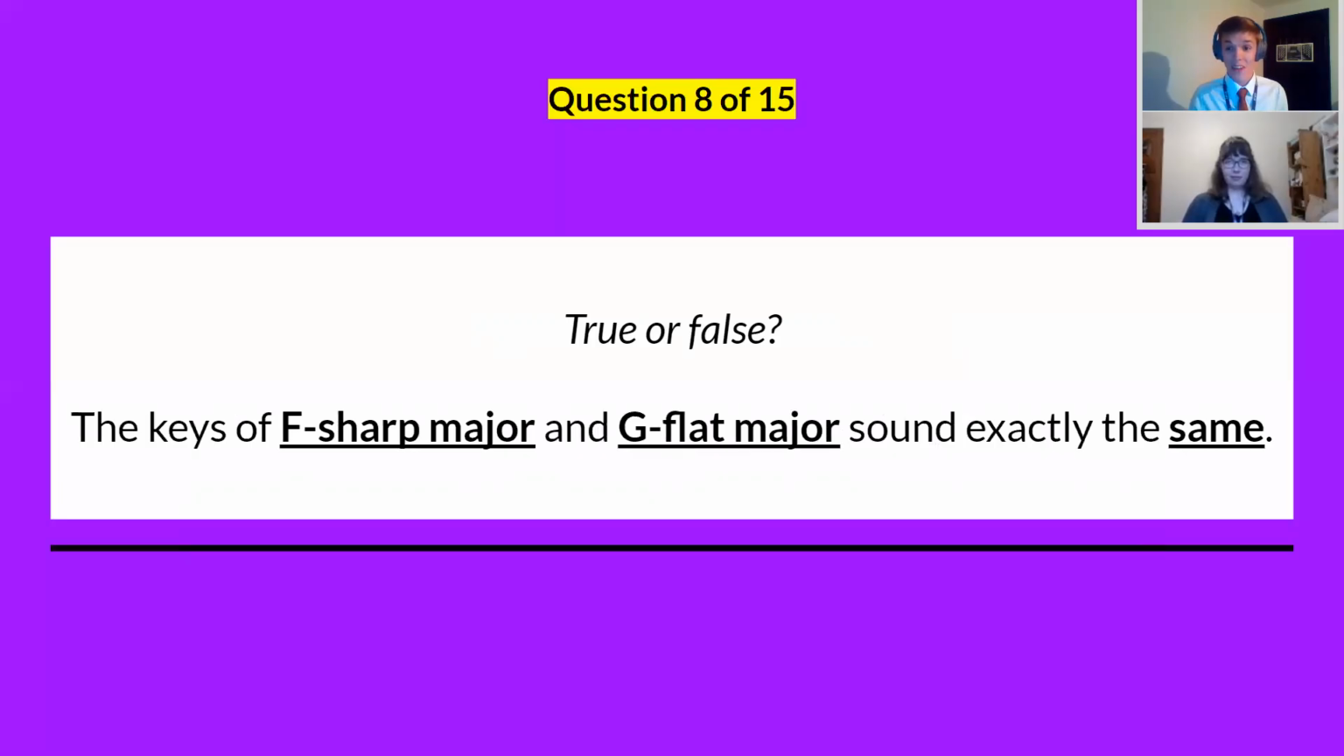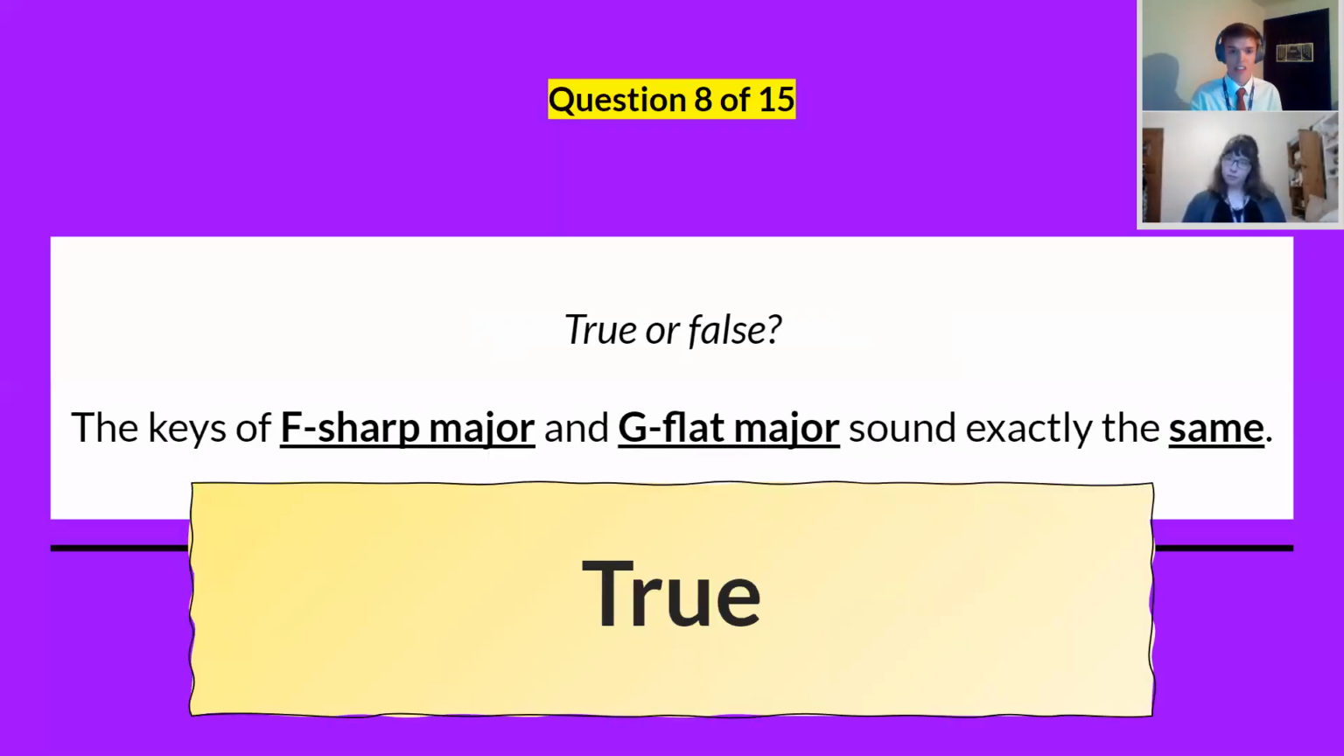Question number 8, another true or false. We had lots of true or false this week. The keys of F sharp major and G flat major sound exactly the same. This is true, they do. They're what we call enharmonic equivalents, because F sharp, if you think about it on the piano, is actually the same black note as G flat. And so even though F sharp major and G flat major have what look like quite different key signatures, one's got lots of sharps, one's got lots of flats, they actually sound the same because they use the same notes on the piano.